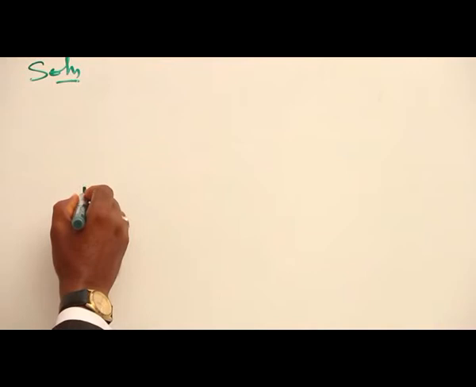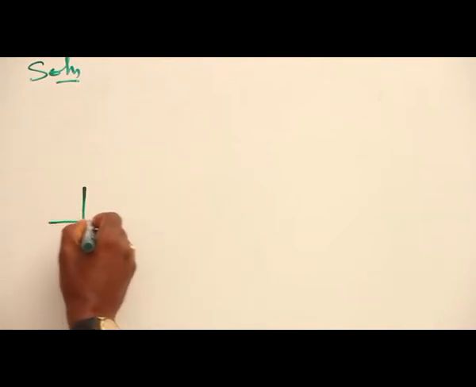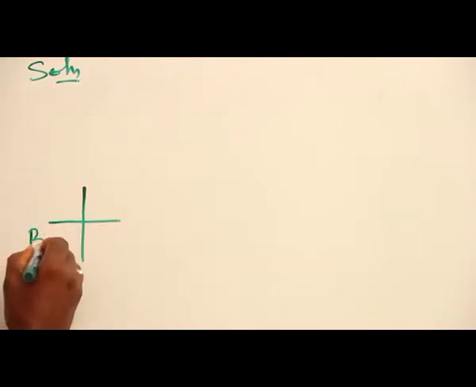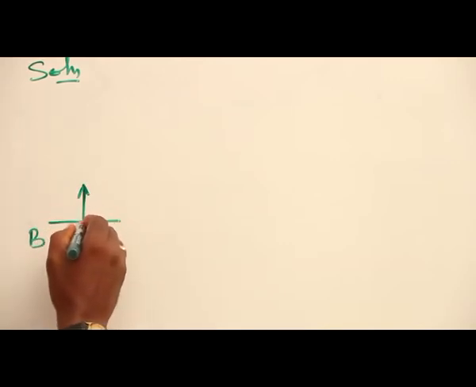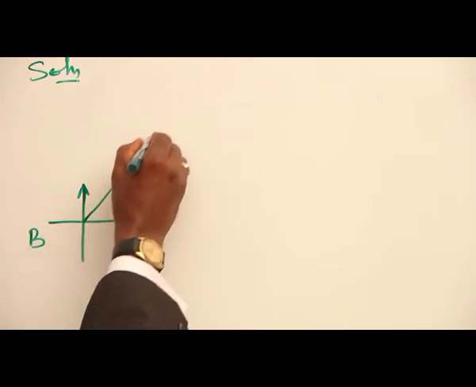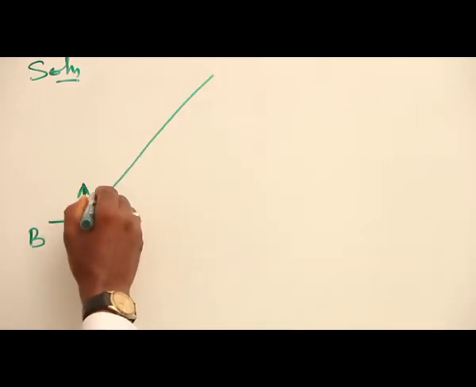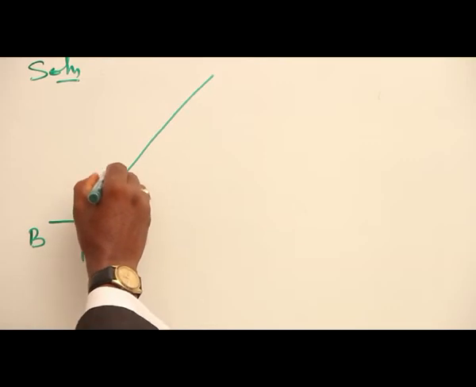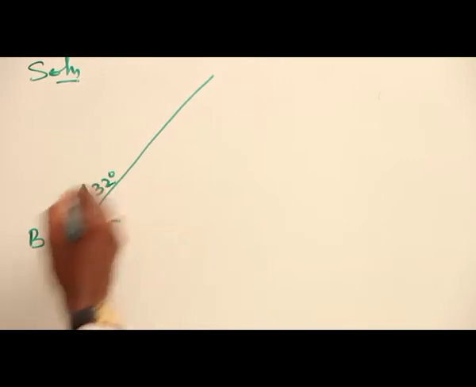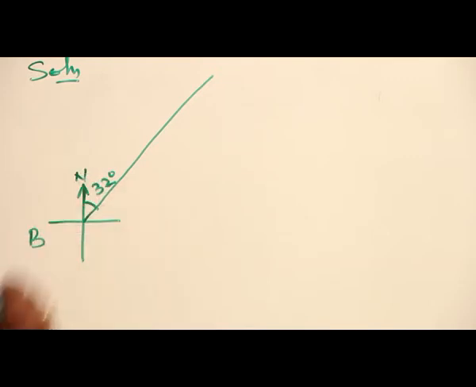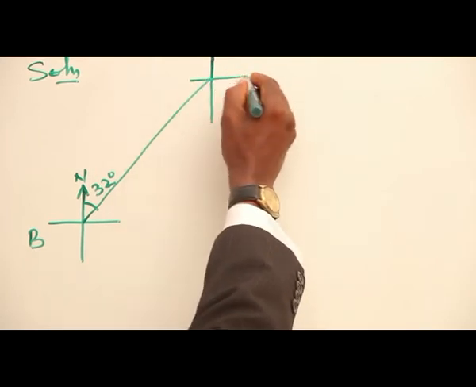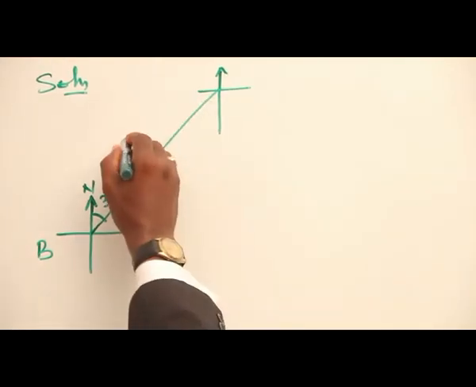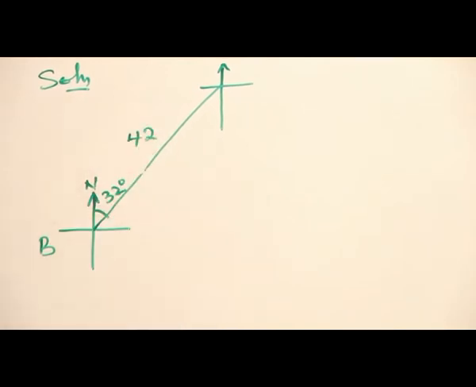We'll take a starting point here. I'll call this the base camp, and it's moving on a bearing of 32 degrees. So this angle is 32 degrees. Remember that this is your north, and it got to a point here, and it has traveled 42 kilometers.